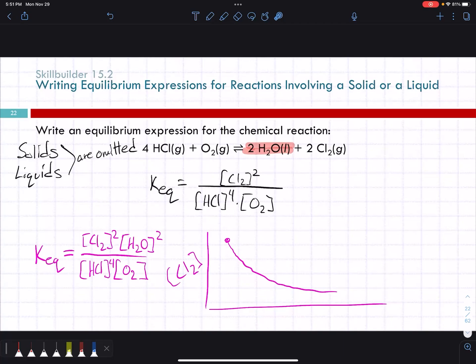So you can play with these things, and I feel like the easiest way to see how water, liquids, or solids don't participate in the chemical equilibrium is to look at some actual numbers and see that if you change those numbers, it doesn't change anything.